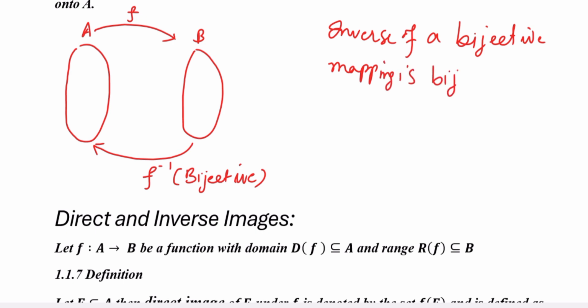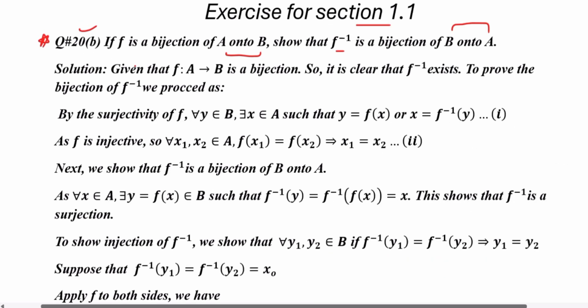This is the problem that we have to prove. Given that f is a bijection from A onto B, as f is a bijective function, it is clear that its inverse function exists. To prove the bijection of f inverse, we proceed as follows. My target is to show f inverse is a bijective function.